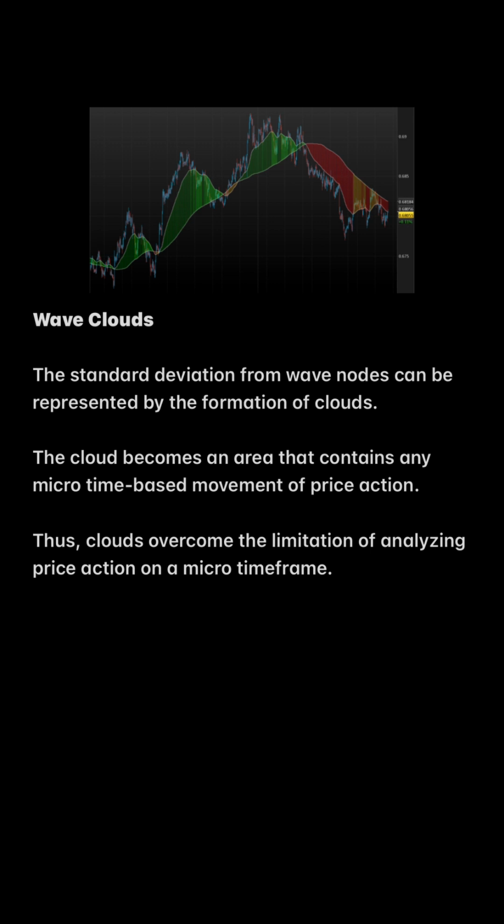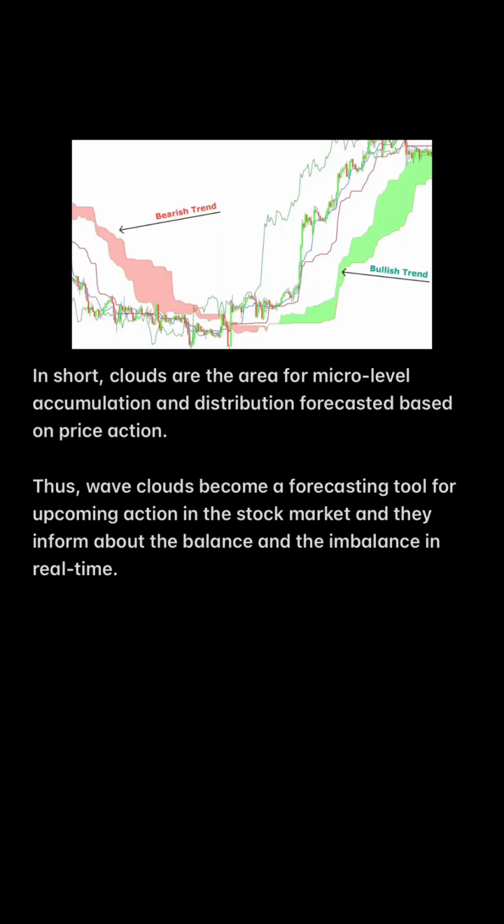Now, let's talk about the clouds. The standard deviation from wave nodes can be represented by the formation of clouds. The clouds become an area that contains any micro time-based movement of price action. Thus, clouds overcome the limitations of analyzing price action on micro timeframes. In short, clouds are the area for micro-level accumulation and distribution forecasted based off of price action. Thus, wave clouds become a forecasting tool for upcoming action in the stock market, and they inform about the balance and the imbalance in real time.